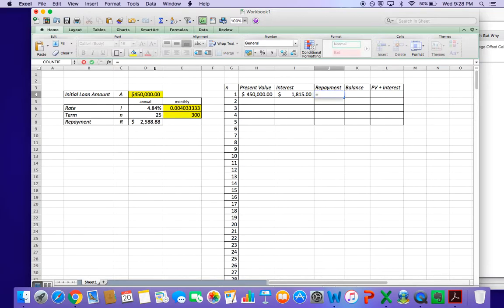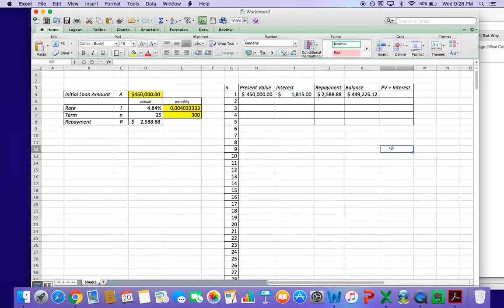The repayment, we're going to pull that straight off here. And the balance, so the balance is basically what we owe at the end of the first month. So at the start of the first month, it's 450,000. This interest gets added, okay, so that's the bank interest, so we have to add that. And then the repayment is what we contribute to bring that balance, to bring that present value down. So the balance is essentially just the present value plus the interest minus the repayment, and there we go. And you can see that's there.